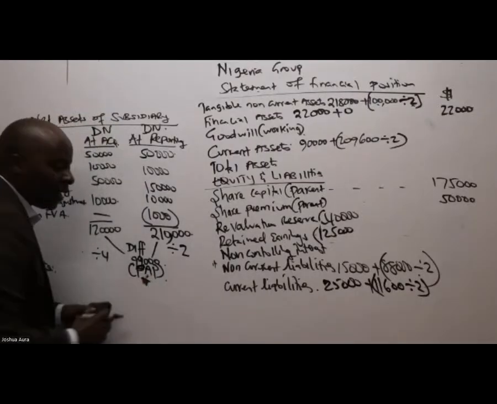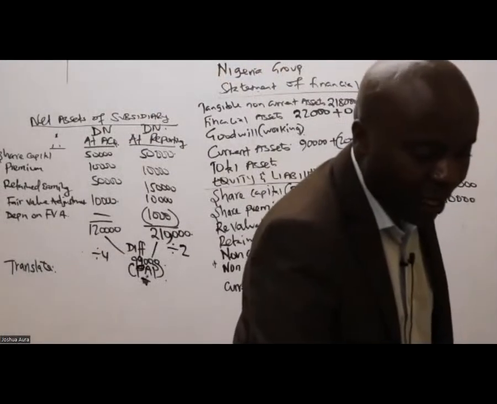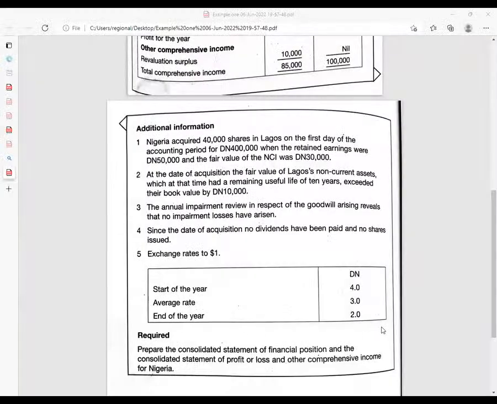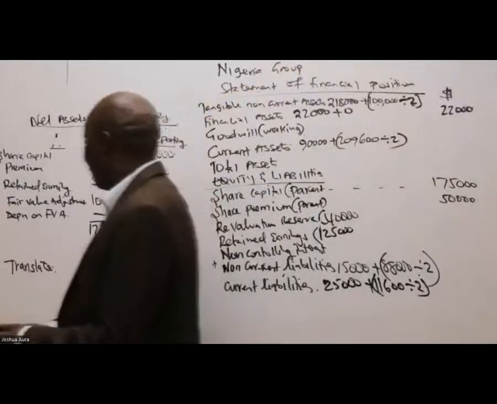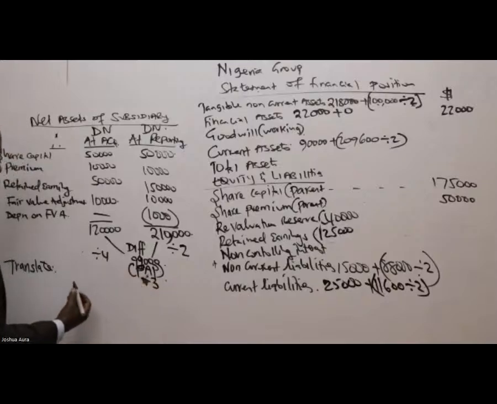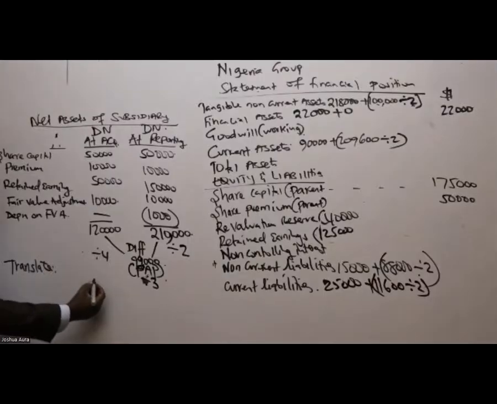So come here and divide this by the average rate. The average rate has been provided. It's 3. So divide this by 3. Could you kindly give me these translated figures, somebody? Give me the net assets at acquisition, how much I write here.